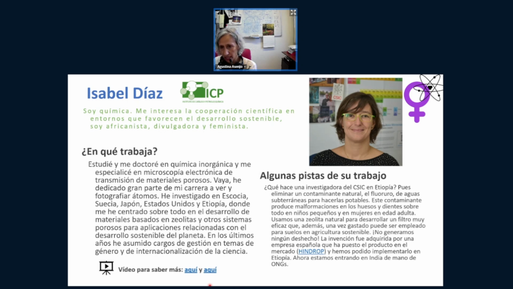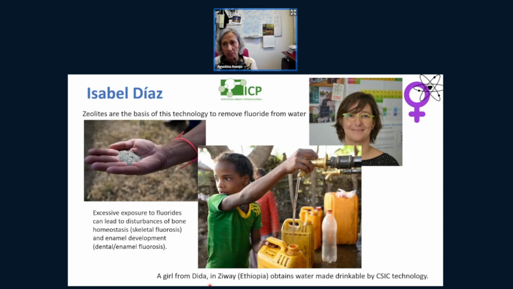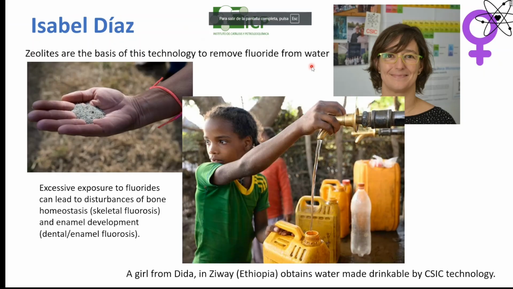Several years ago, she realized that it would be interesting to use this porous material in a new technology to remove fluoride from water. She was really successful in this technology. She managed to remove this fluoride, which is really dangerous for the growth of people since it affects the bones and the teeth. This technology has been completely transferred to a company that is using it in several countries in Africa.